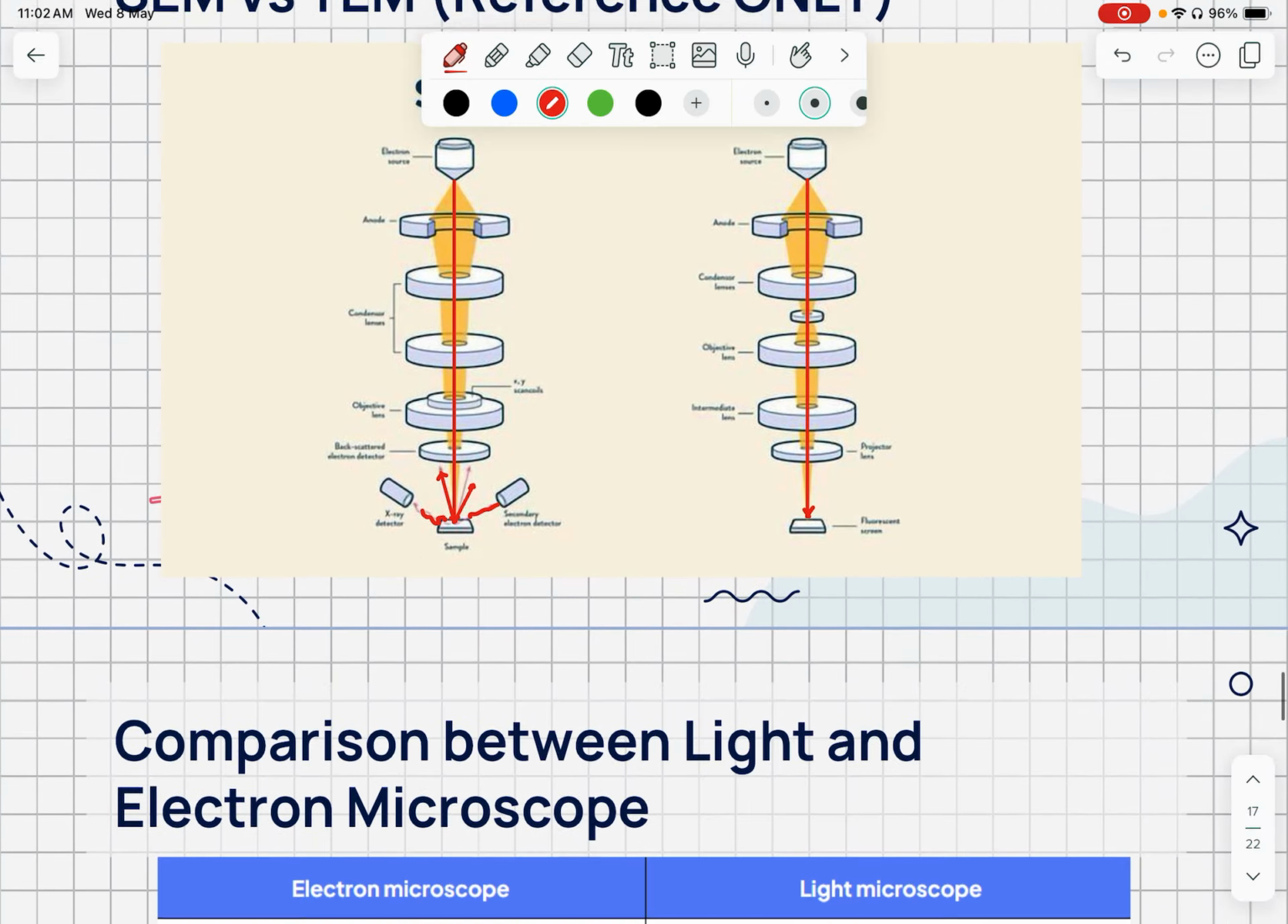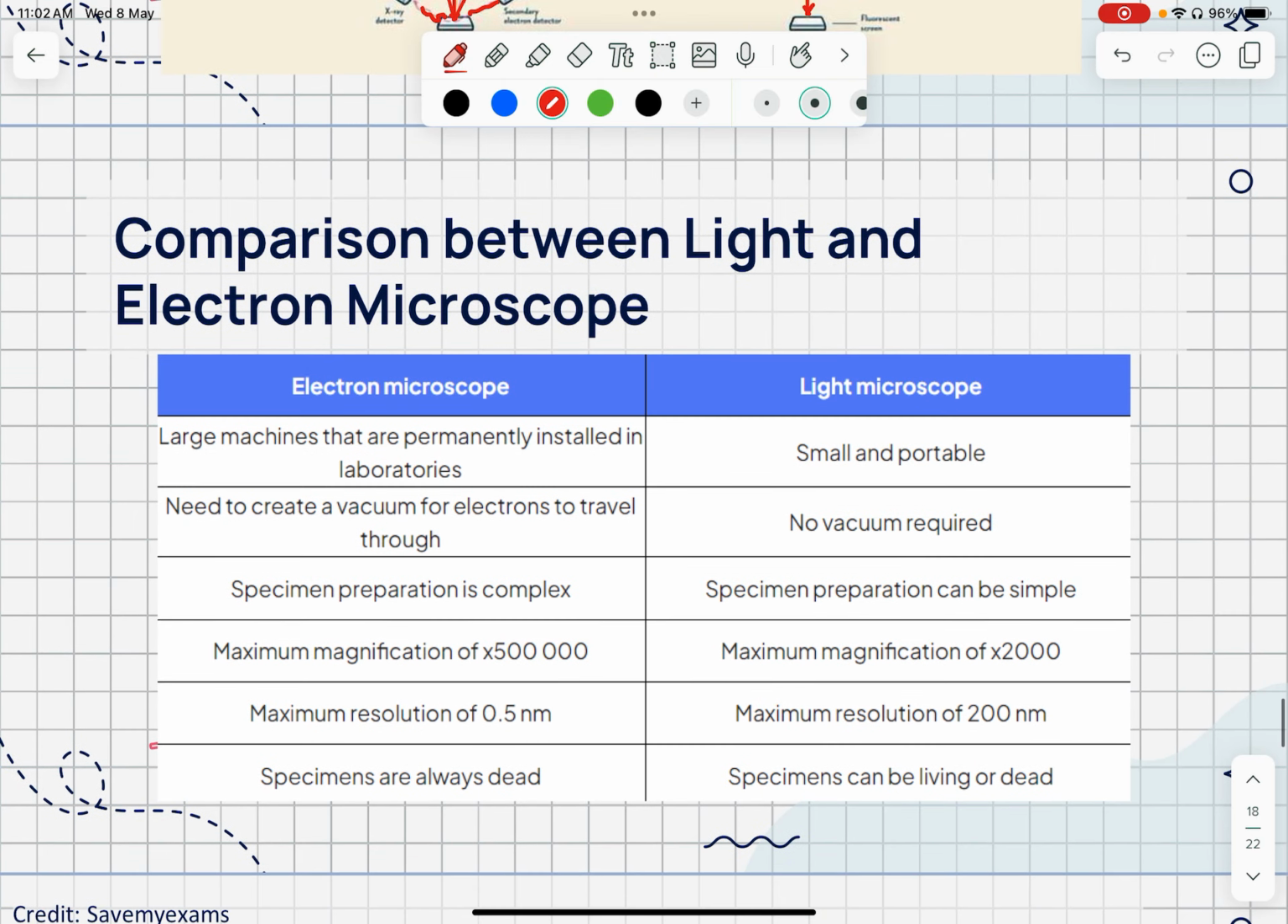So you must know the comparisons between a light and an electron microscope. A light microscope is usually small and very portable, and an electron microscope is a larger machine. A light microscope doesn't require a vacuum, but for an electron microscope you need a vacuum so that the electrons can travel straight through. For a light microscope, the specimen preparation can be very simple because you just put on a slide and that's it, you can view it. But for an electron microscope, there's a more complex process that you have to do before you start with your observations.